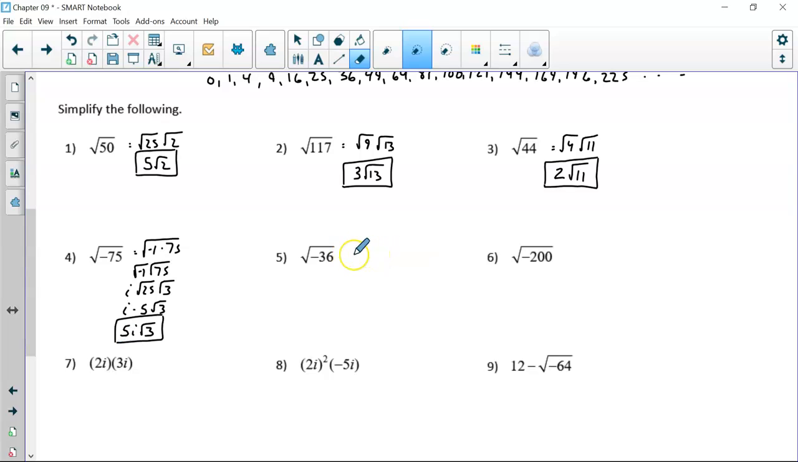For the square root of -36, -36 is -1 times 36. So it's the square root of -1, square root of 36. So it's i times 6 or 6i. And that's all we're doing. The square root of -1 is i. Next, the square root of -200. We have the square root of -1 and the square root of 200, which is 100 times the square root of 2. So it's i times 10 times the square root of 2. So it's 10i square root of 2. And that is our answer.